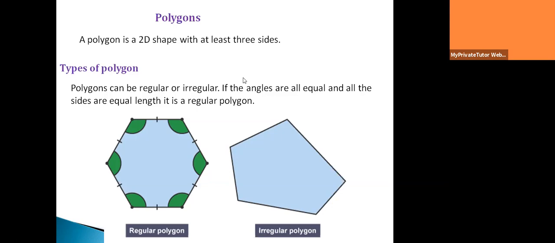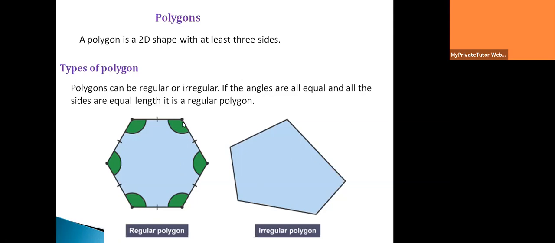So the triangle is a polygon, the four-sided shapes are polygons, and more than four-sided shapes, five-sided, six-sided, heptagon, pentagon, hexagon, octagon, all are polygons. Polygons are the 2D shapes which have at least 3 sides or 3 interior angles. I hope you understand that.